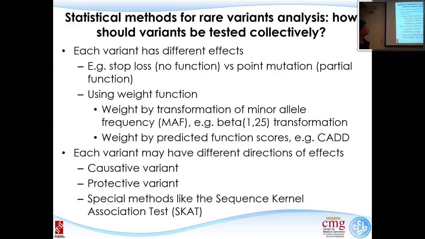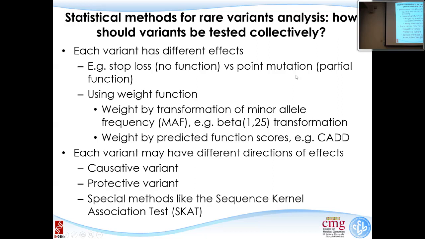So how should we test them? Each variant has different effects. These are the two extremes: the stop loss, where you have a truncated protein and the protein has no function, and a point mutation, where the amino acids are similar, so you just have a slightly reduced function. So what we do is use a weight function. For stop loss, we put more weight. For a point mutation, we put less weight.